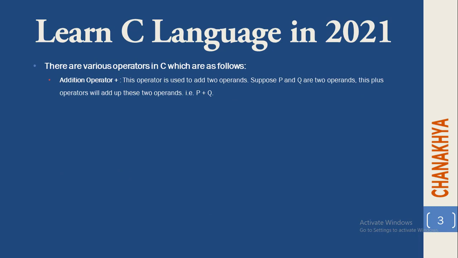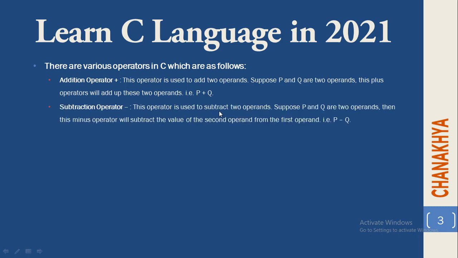First is the addition operator, and the plus symbol is used for this. This operator is used to add two operands. Operands may be either variables or constants. Suppose P and Q are two operands. This plus operator will add up these two operands, that is P plus Q.